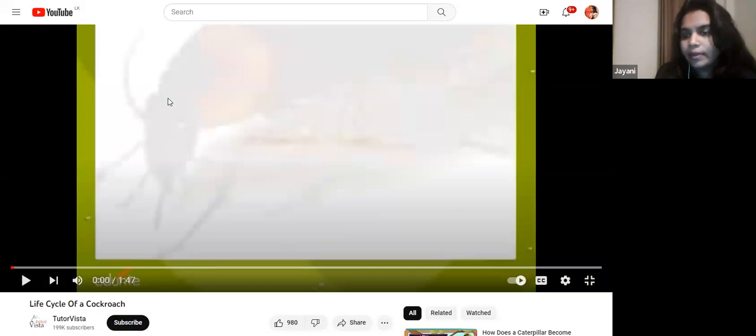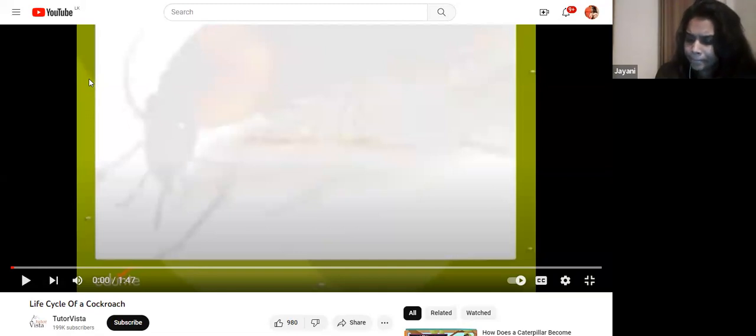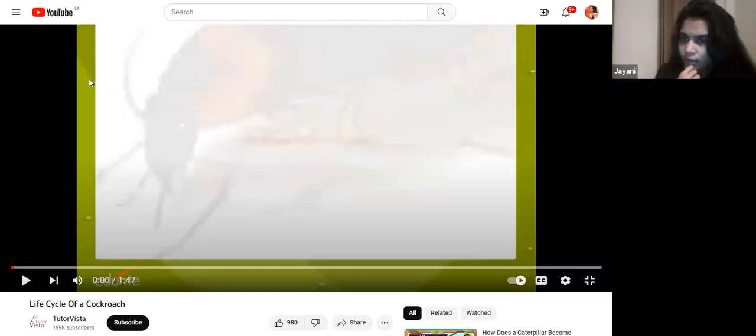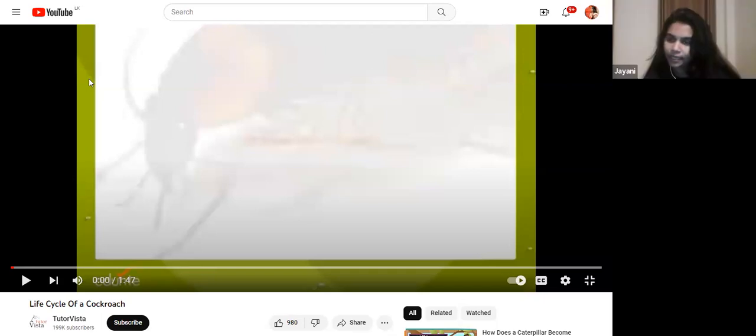Okay, now can you tell me, what are the life stages of a cockroach? Egg, nymph, and adult cockroach, right?